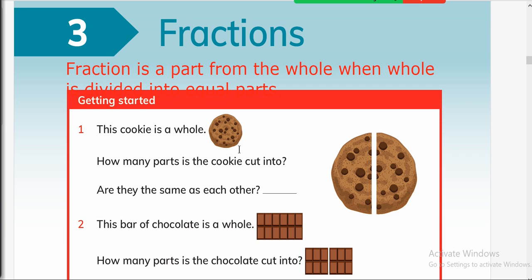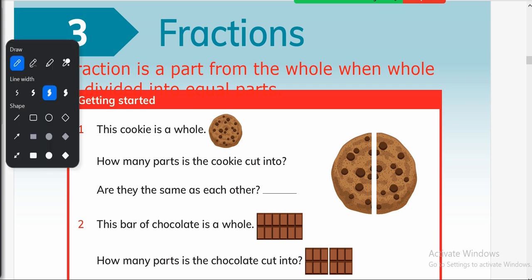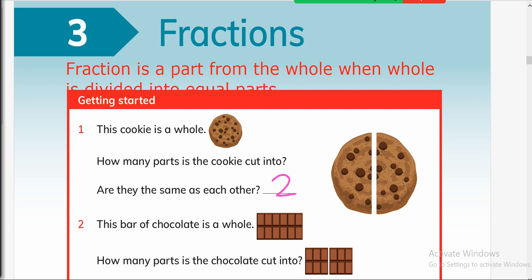Okay, look at this cookie. This cookie is a whole. How many parts is the cookie cut into? We cut this into two equal parts. They are two equal parts, so the fraction is 2. Are they the same as each other? Yes, they are same as each other. And there are two parts, and the fraction of one part would be 1 out of 2 parts, out of whole, out of 2.